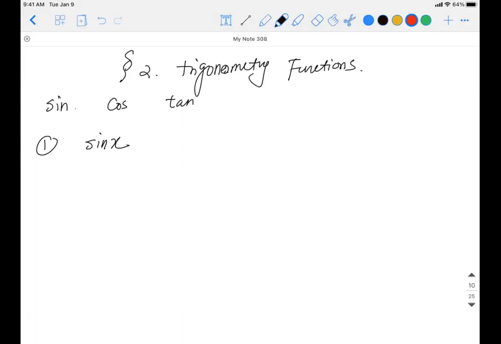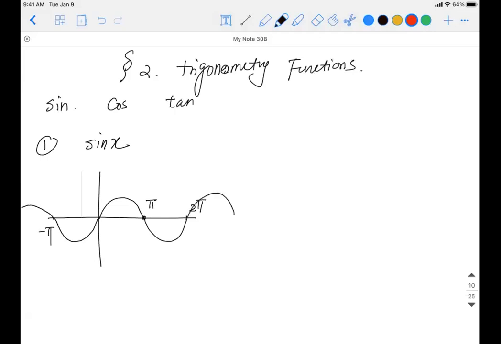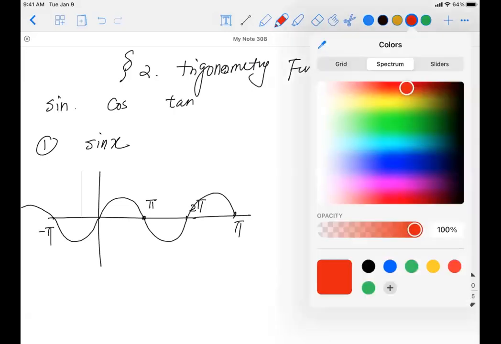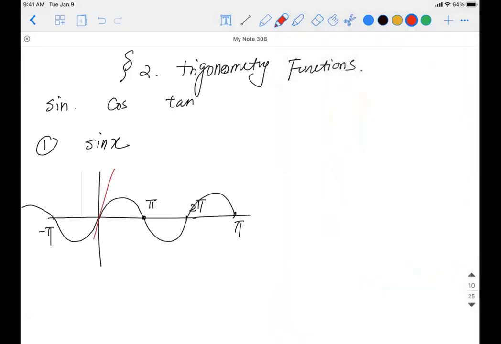So how does sine x look like? Sine x goes like this. This is pi. This is 2 pi. And you can keep writing this, minus pi, so on and so forth. We always just want to cut for 1 cycle. Okay, this is how sine x looks like.